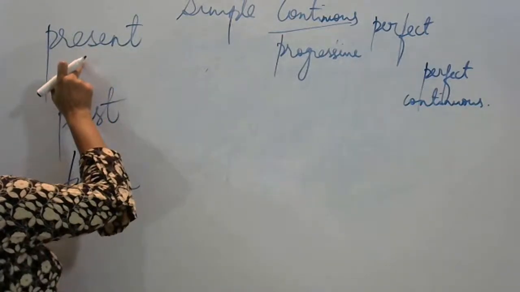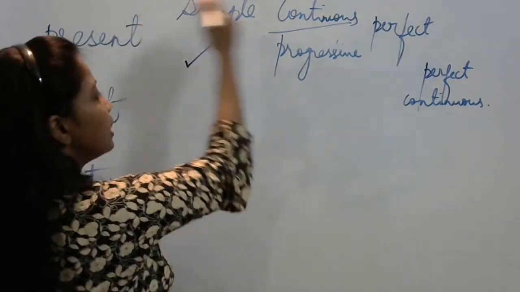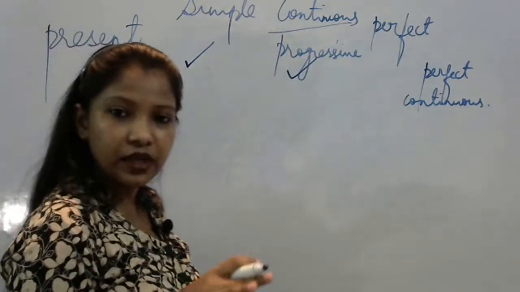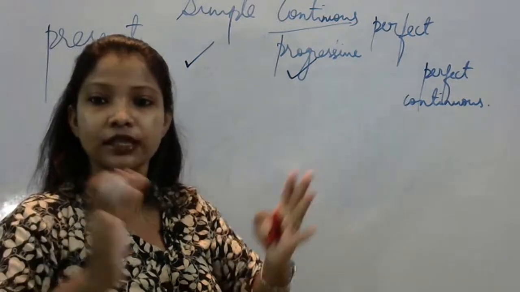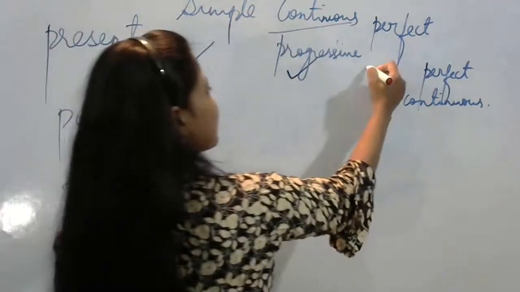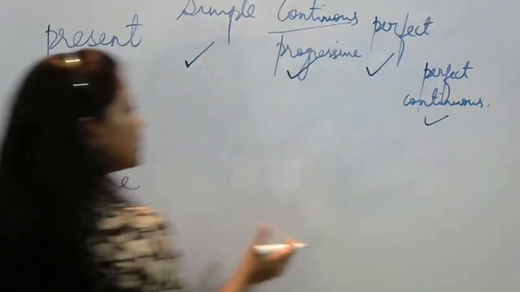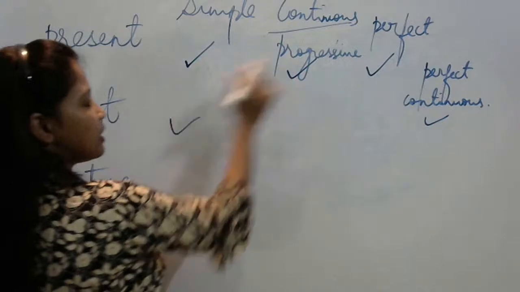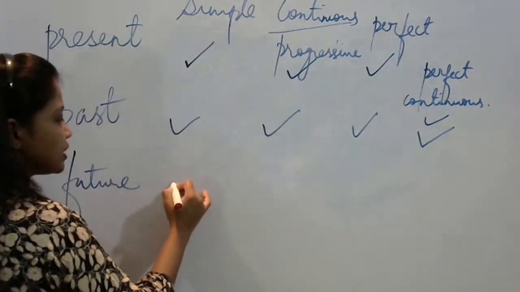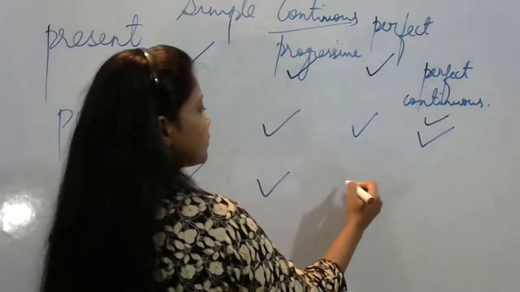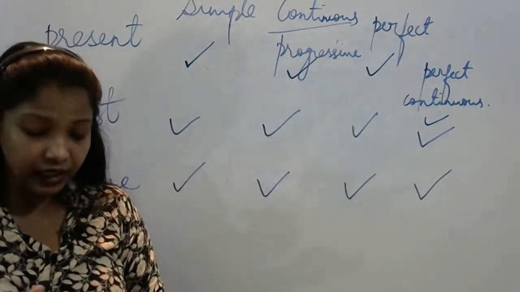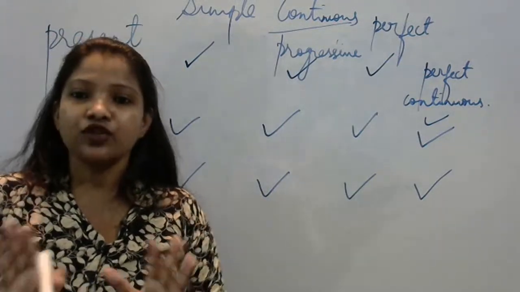Well, present. Simple present हो गया. फिर आ गया आपका present continuous. We will be discussing all these structures one by one, but not in one class. So it is simple present, present continuous, then comes present perfect continuous. In the same way, simple past, past continuous, past perfect continuous, simple future, future continuous, future perfect continuous.